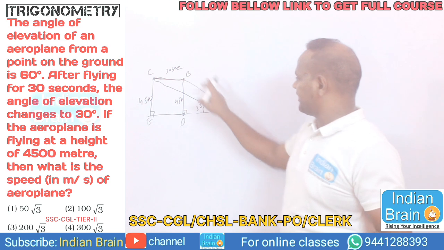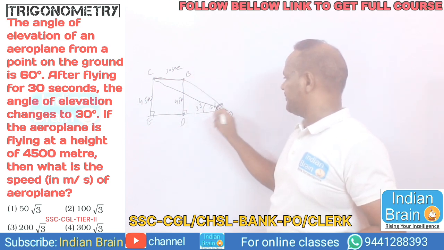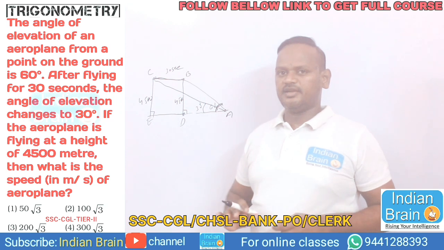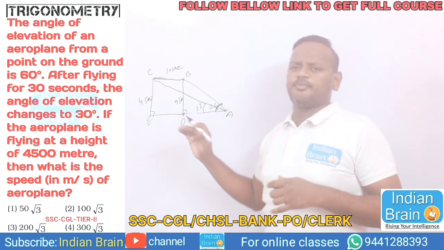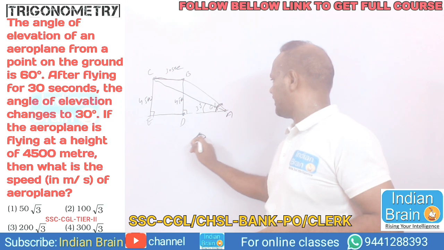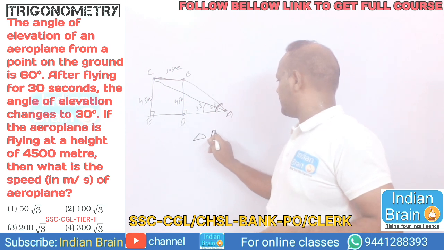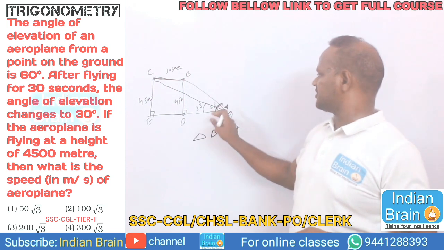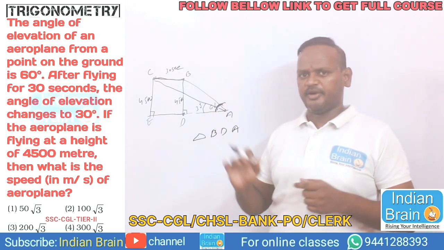Triangle ABD will have a 60 degrees angle. Triangle ACE will have the same 30 degrees angle. Now we need to go for the general properties. If I observe the first triangle, what is that triangle? Don't confuse, triangle BDA. What is the angle we have? 60 degrees, right? The starting point will be 60 degrees.